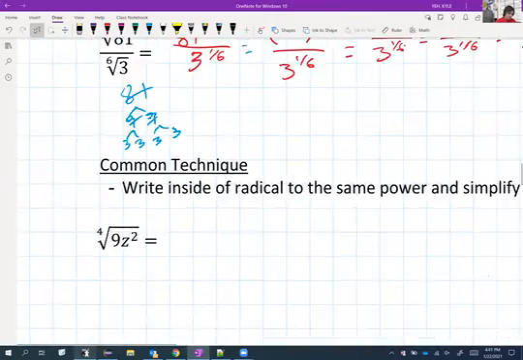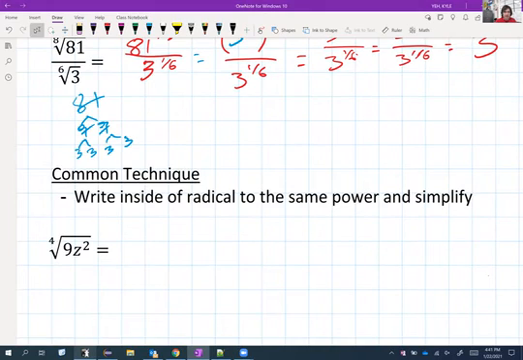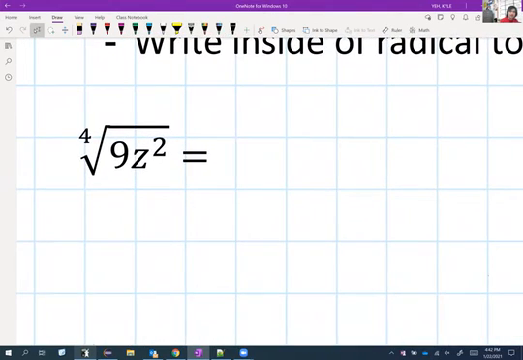What about another common technique? Another common technique is, can I write what's inside of the radical, can I write the radicand to the same power and simplify? Let me demonstrate what I mean by that. I'm looking for the fourth root here. The fourth root, 9 is 3 and 3, so I don't have any groups of 4 there. And z squared, I don't have any groups of 4. But it is true that this is the fourth root of 3 squared times z squared, right? 9 is 3 squared.